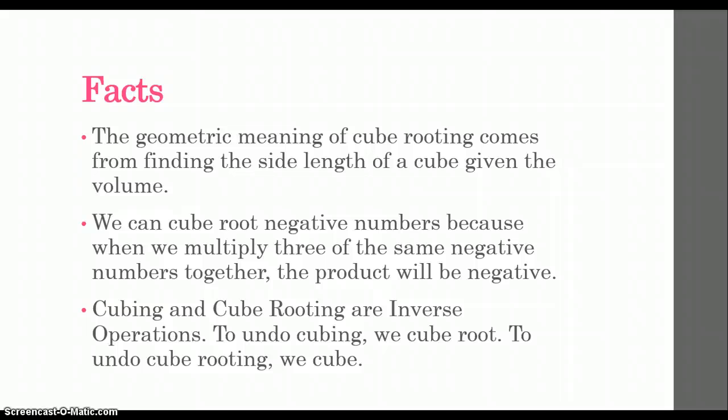So some facts about cube rooting. The geometric meaning of cube rooting comes from finding the side length of a cube given the volume. We can cube root negative numbers because when we multiply 3 of the same negative numbers together, the product will always be negative. Cubing and cube rooting, like squaring and square rooting, are inverse operations. To undo cubing, we cube root, and to undo cube rooting, we cube.